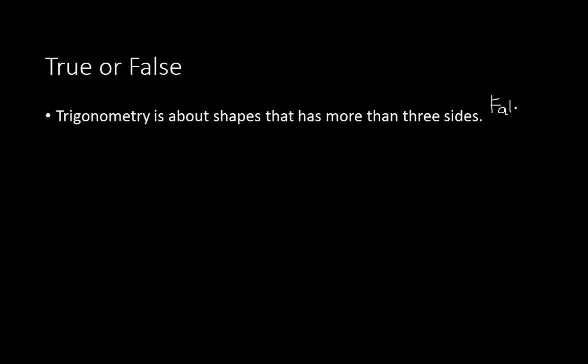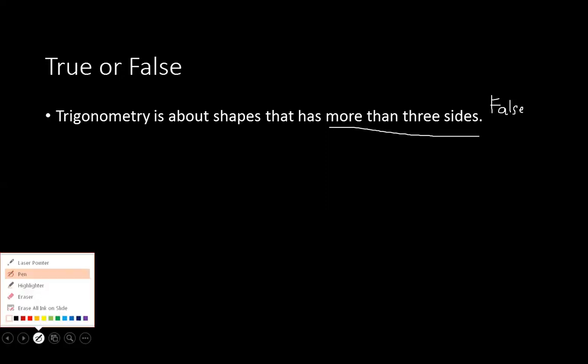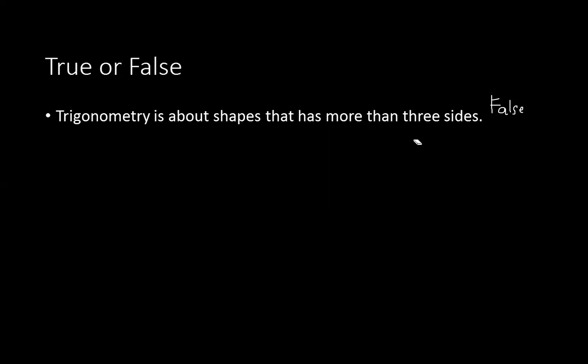Why? Because recall that trigonometry is a study about triangles. All right? So a triangle consists of three sides. So when we say more than three sides, we are implying that we're going to focus on four sides, five sides, six sides. So no. Rather, we're going to focus only on a three-sided polygon, which is a triangle. So to answer that question, it is false.